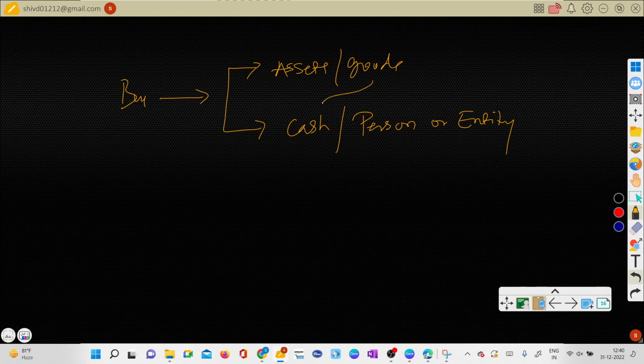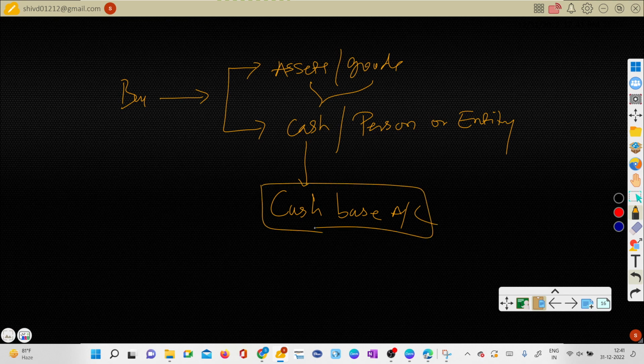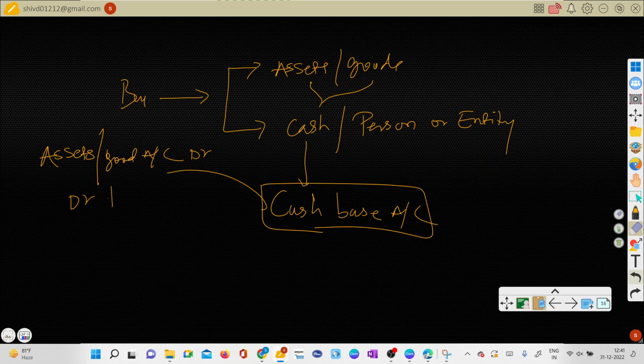If you purchase goods or services with cash, it's going to be cash based accounting, so you don't need to adjust anything as such. Record the plain transaction: debit the assets or goods account, and credit the cash and bank account, and your job is done if you do this.